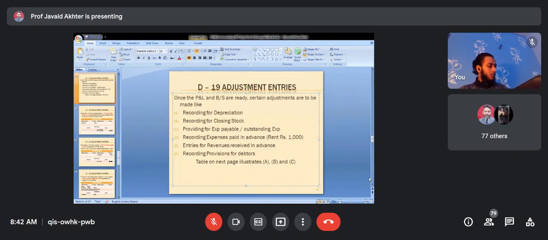In case debtors fail to pay the amount. You anticipate that some of them, some percentage, 2, 3, 4, 5%, may not pay. So you make a provision for them. Fine. The concept is clear. Then how do we record it? What do we do?